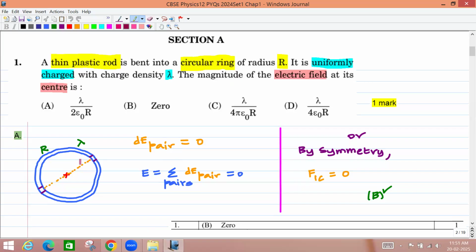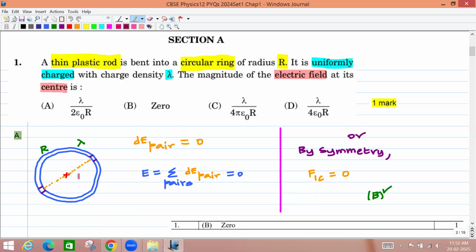Here is the solution. So this is a plastic ring which has got uniform charge density lambda. To find the electric field at the center, one way to do is take a pair of elements and find the electric field due to the pair, and then take the second pair. If we sum the electric field due to all the pairs, that will be the electric field due to this ring. So electric field due to a pair at the center will be 0.